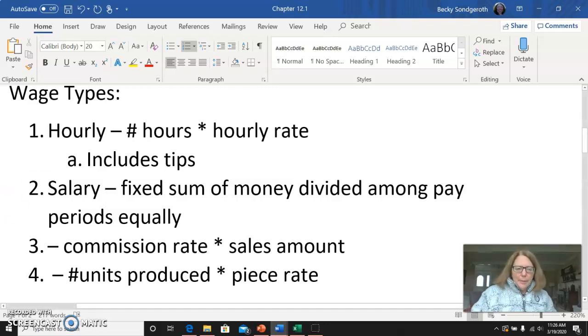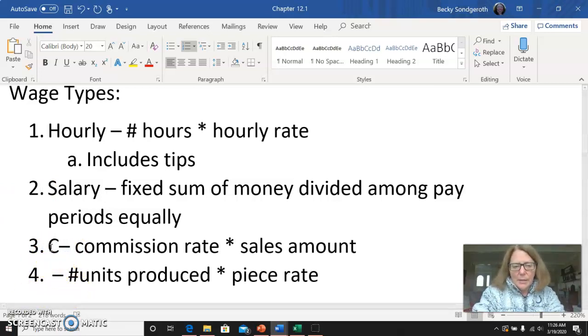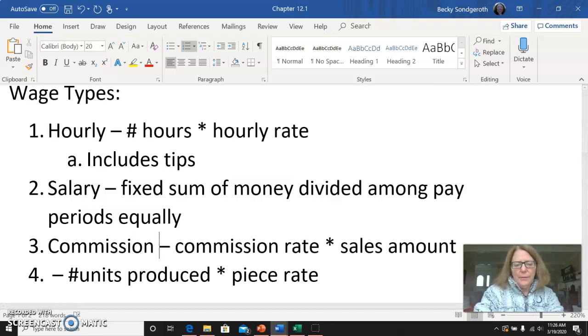The third type is considered a commission rate, and this is not as common, but all it is that if I sell $10,000 worth of product and I'm at a 10% commission rate, then I'm going to get $1,000. So I sold 10 grand, I had a commission rate of 10%, I get $1,000. And that's often paired with a salary too, so that I'm not just based on sales, but I get a fixed sum typically as well.